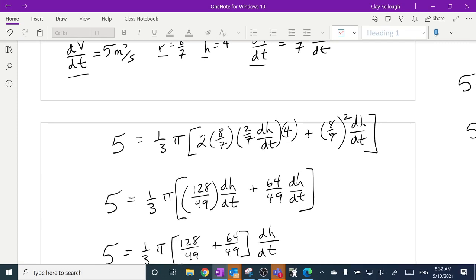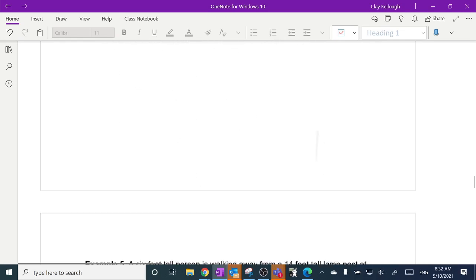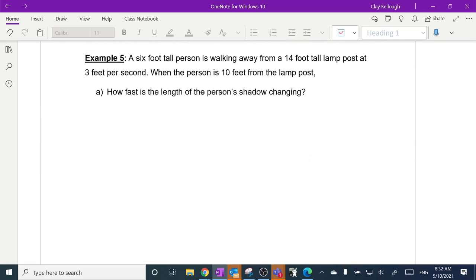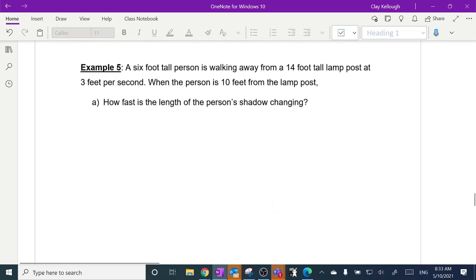Okay? So, one more example. Example 5. I think there's about 4 or 5 on the worksheet that are like this one that I didn't assign yet. So after we do this example, you can do the whole worksheet now. All right, so how do we start this guy? A 6-foot tall person is walking away from a 14-foot tall lamppost at 3 feet per second.